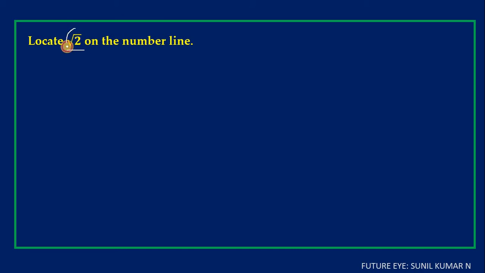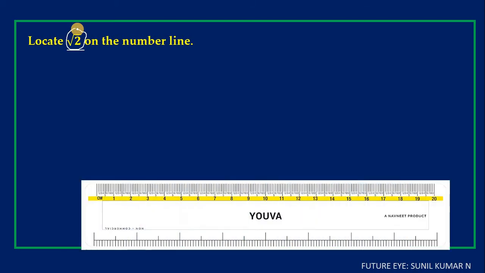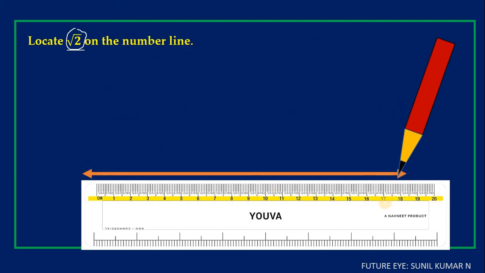Here, as you know that root 2 is irrational number. Now let us learn how to locate this root 2 on the number line. So for that, first take a ruler and draw a line with suitable length. There is no restriction that you have to draw this much length of the line. It is your wish. You can draw convenient length of line. I'll show you again, children.